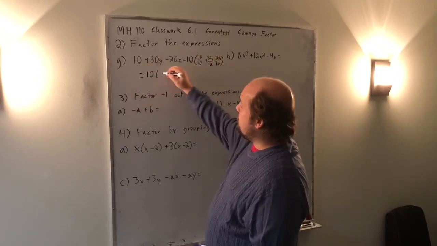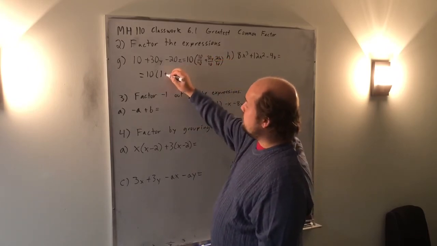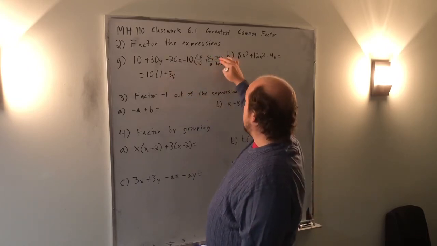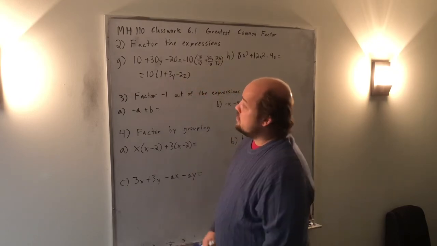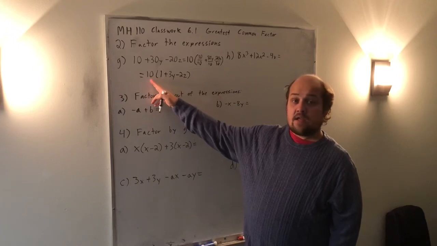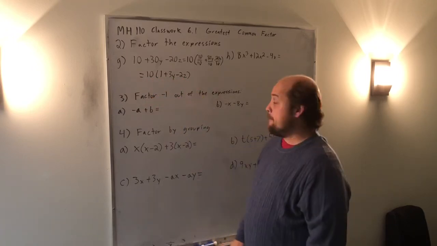When I do 10 divided by 10, I get 1. 30y divided by 10 gives me 3y. And negative 20z divided by 10 gives me negative 2z. So my final factored form is 10 parentheses 1 plus 3y minus 2z.